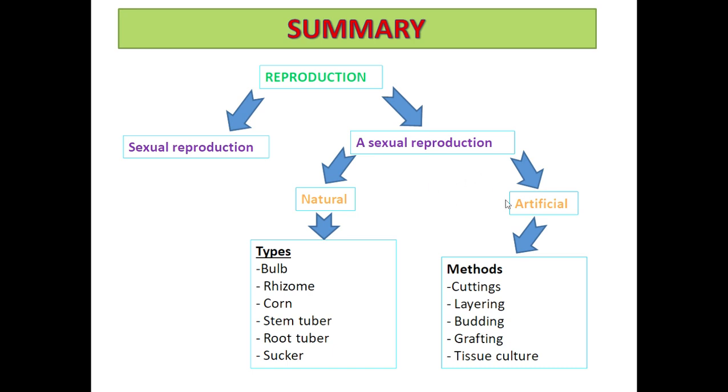You have two types: natural and artificial. With natural, man is not involved in inducing the reproduction. The plants normally carry out these methods using different plant parts, like the bulb, which is used by the onion, the rhizome by the ginger, and the corm. This should not be corn, it should be corm, C-O-R-M. You also have stem tuber or root tuber or suckers. With artificial methods, you have cuttings, layering, budding, grafting, and tissue culture.